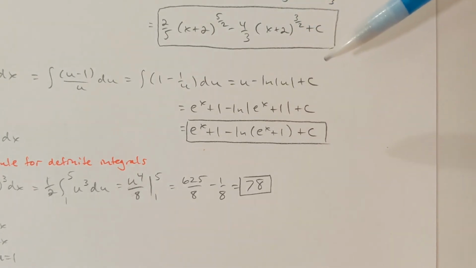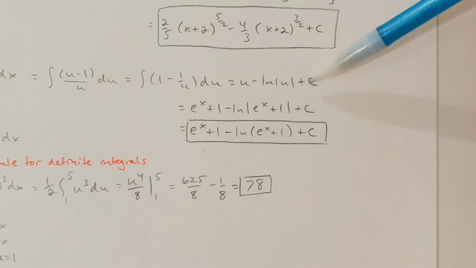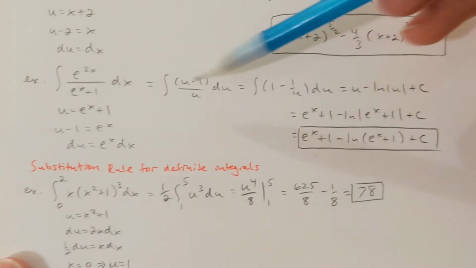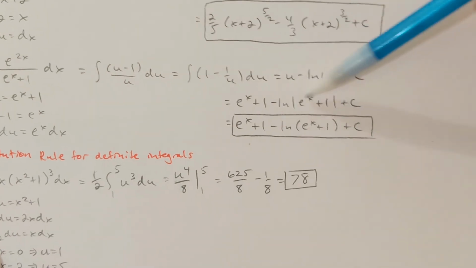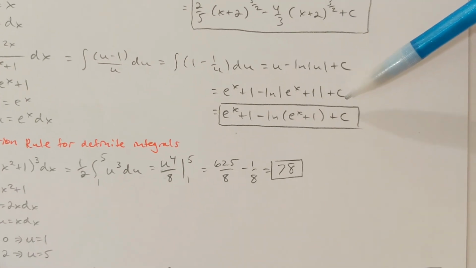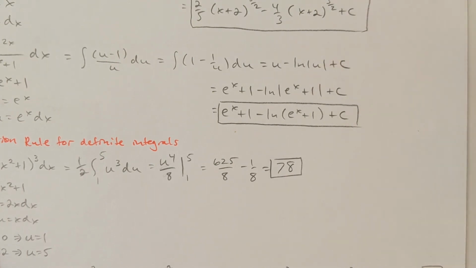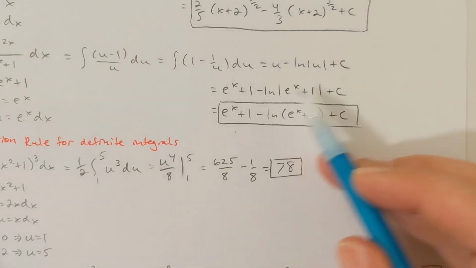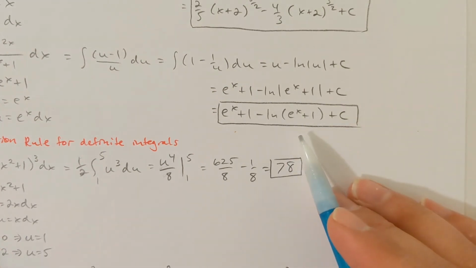Then I can go to the antiderivative here in terms of u. It's going to be u minus the ln of the absolute value of u plus c. u is e to the x plus 1, and so I've replaced that. A couple things. First of all, here's another situation where I don't need absolute value bars. There's no problem with having them, but you actually don't need them if you don't want them.